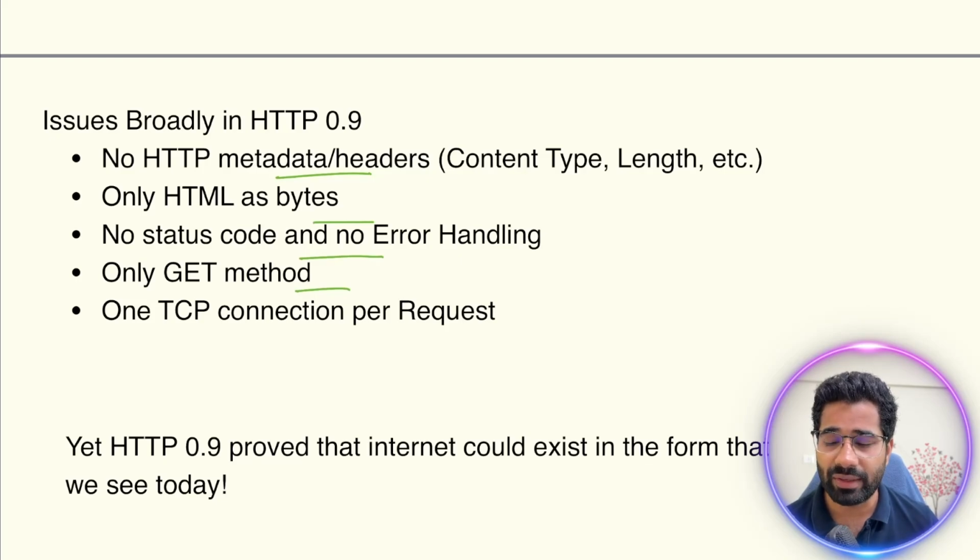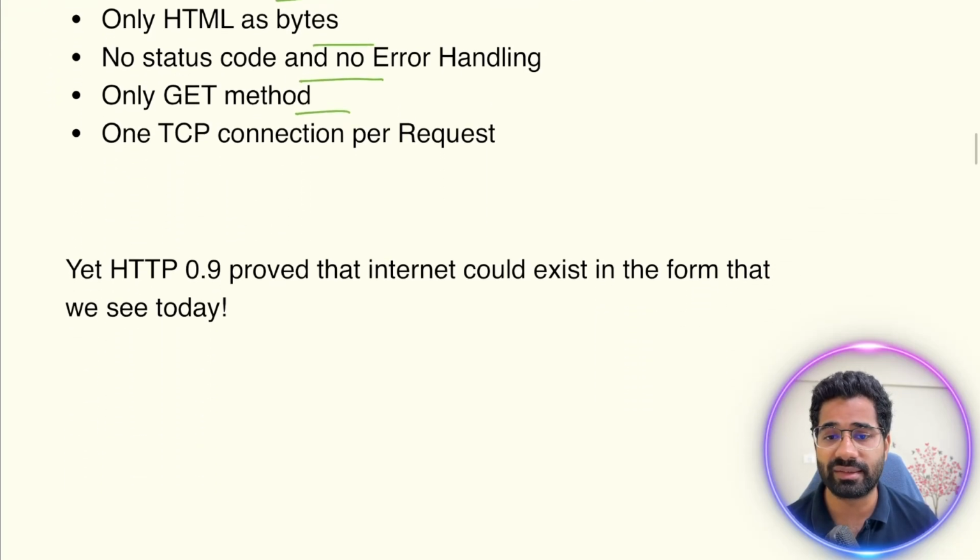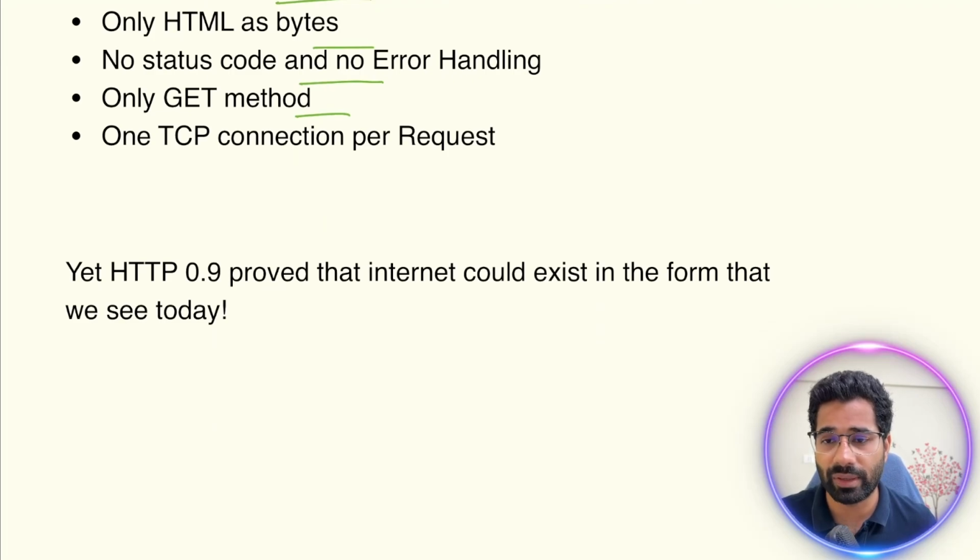Despite all these issues with HTTP 0.9, it proved very pivotal for the internet, because through HTTP 0.9 it was proved that the internet could exist in the form that we see today. In the next video, we'll cover HTTP 1.0, how it brought in enhancements and improvements on top of HTTP 0.9.